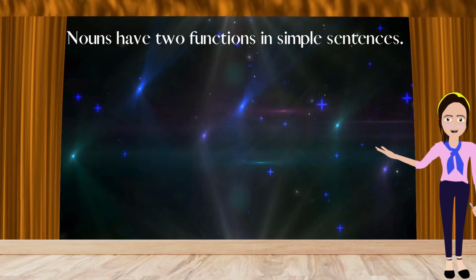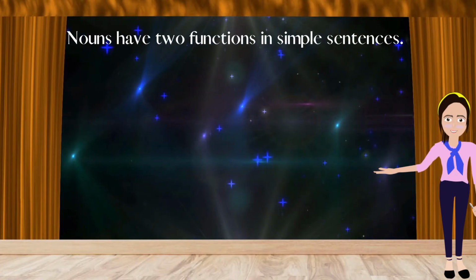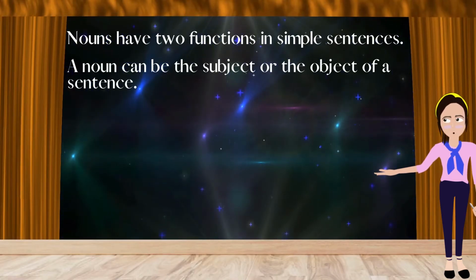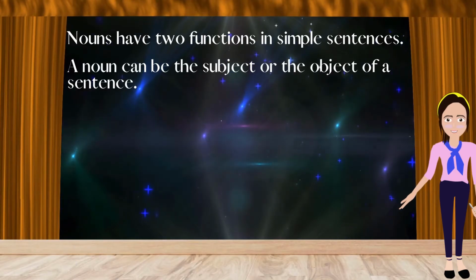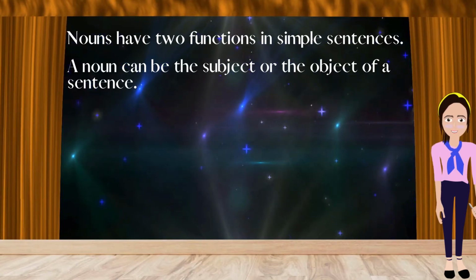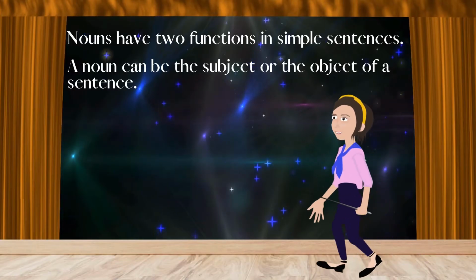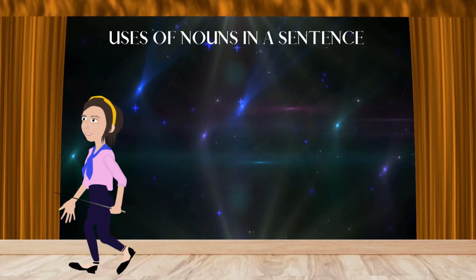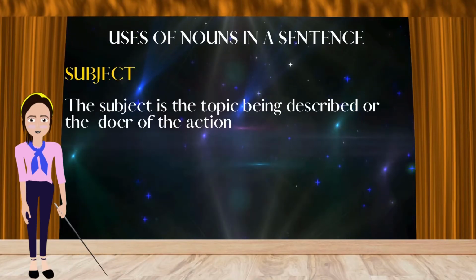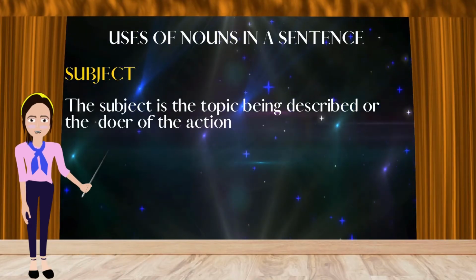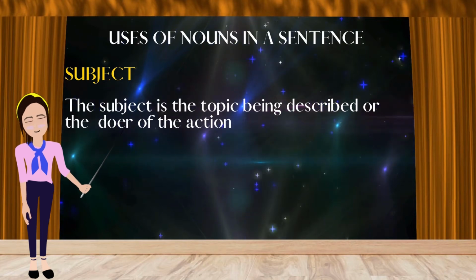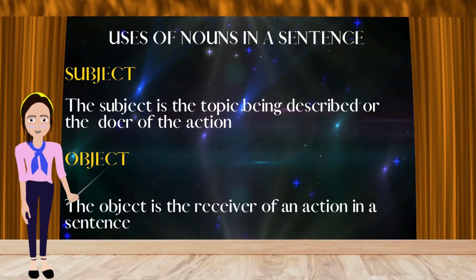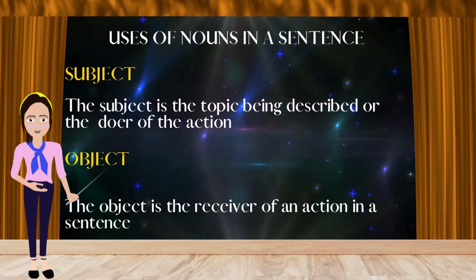Nouns have two functions in simple sentences. A noun can be the subject or the object of a sentence. Uses of nouns in a sentence. The first one is the subject. The subject is the topic being described or the doer of the action, while the object is the receiver of an action in a sentence.